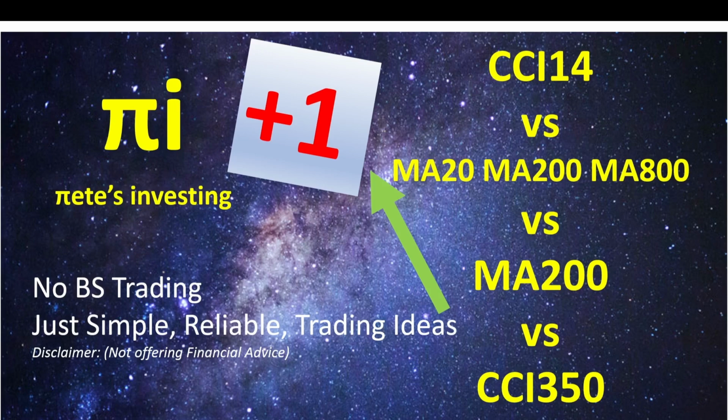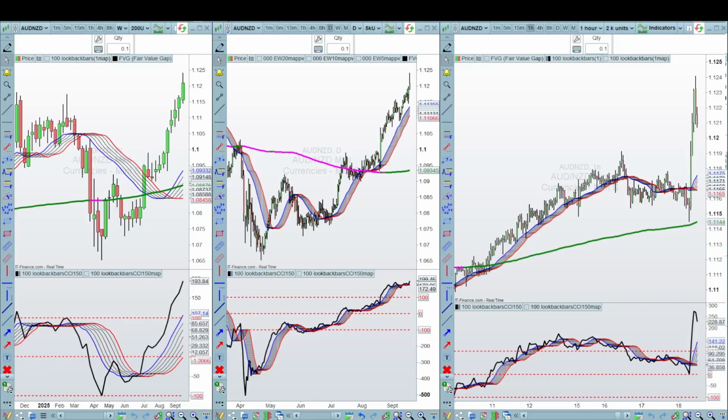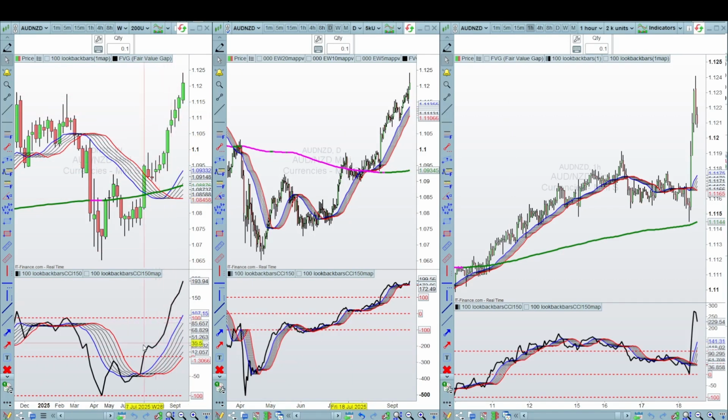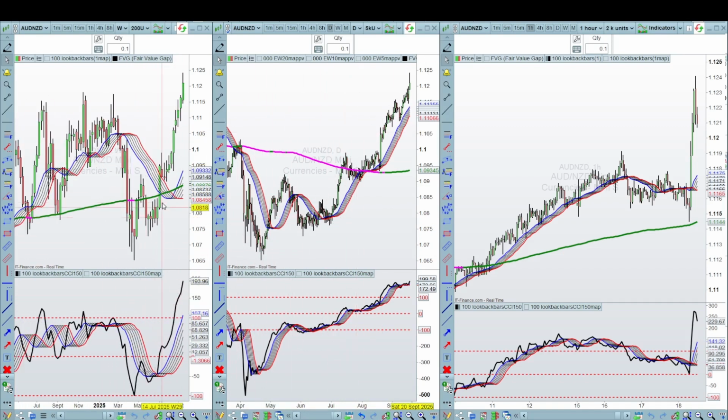So let's get stuck into the chart. On the weekly chart, first off, you can see the price has been very bullish since about July this year. Both the price and the CCI are well above the moving averages. That's a nice big bull run, and that means if you're trading on the daily, go in the direction of the weekly. And there's no divergence that I can see at the moment on the weekly.